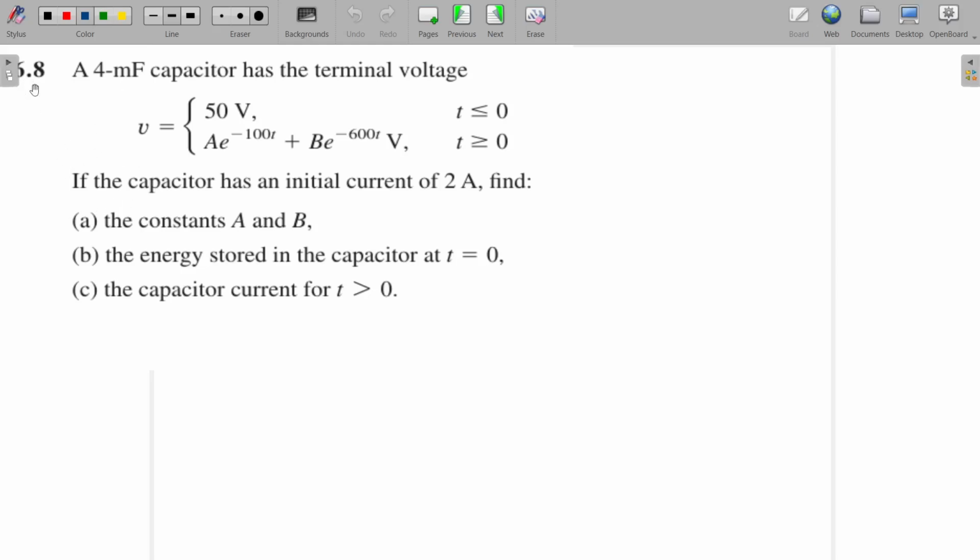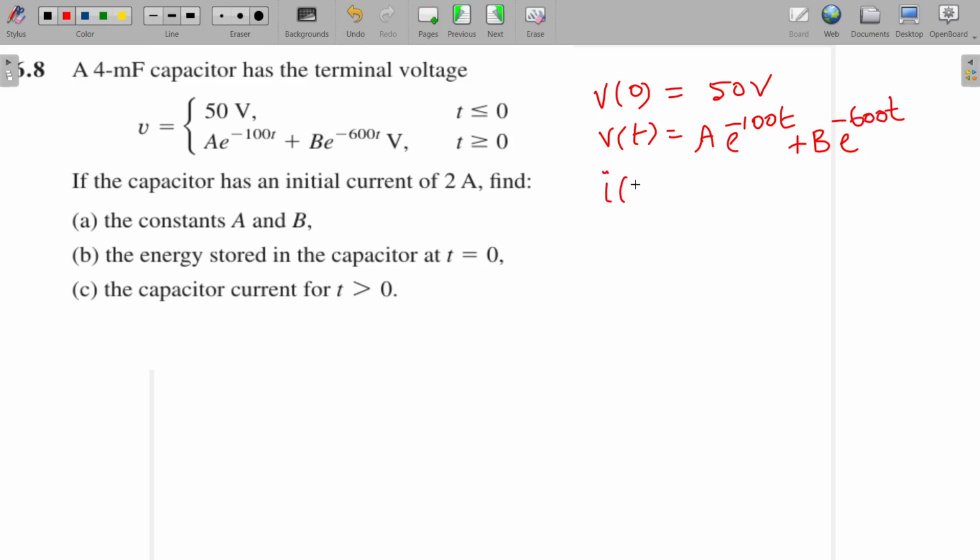Everybody, now we are going to solve a problem from Fundamentals of Electric Circuits by Alexander and Sadiku, 5th edition. The question number is 6.8 and the question is given here. From this we understand that V of 0 is equal to 50 volts and V of t is given as A into e power minus 100t plus B into e power minus 600t, and I of 0 is given as 2 amps. These are all the data given and we are asked to find these constants, then the energy, and then the capacitor current.